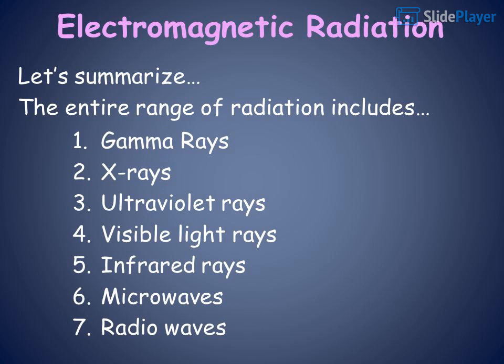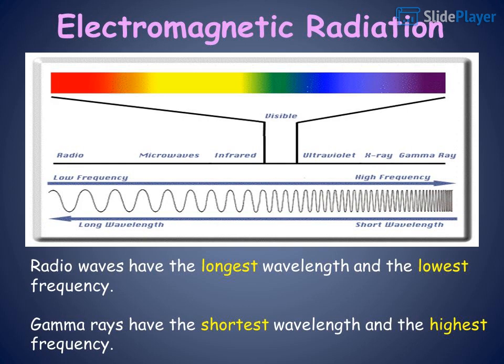Electromagnetic radiation. Let's summarize. The entire range of radiation includes gamma rays, X-rays, ultraviolet rays, visible light rays, infrared rays, microwaves, and radio waves: electromagnetic radiation. Radio waves have the longest wavelength and the lowest frequency. Gamma rays have the shortest wavelength and the highest frequency.